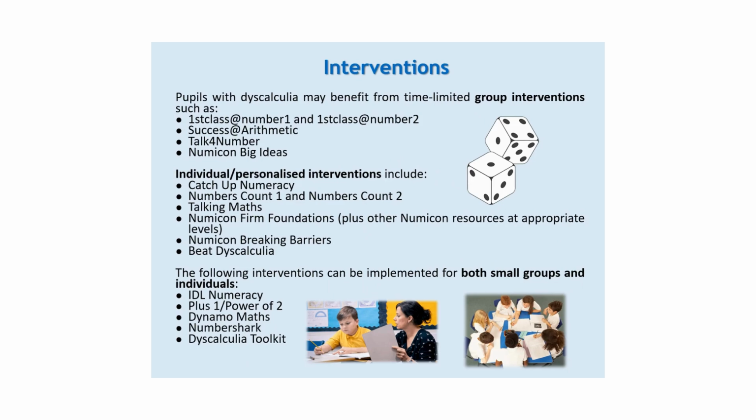Interventions. Pupils with dyscalculia may benefit from time-limited group interventions such as First Class at number 1 and First Class at number 2, Success at Arithmetic, Talk for Number, and Numicon Big Ideas. Individual and personalised interventions include Catch-up Numeracy, Numbers Count 1 and Numbers Count 2, Talking Maths, Numicon Firm Foundations, Numicon Breaking Barriers, and Beat Dyscalculia. The following interventions can be implemented for small groups and individuals: Ideal Numeracy, +1 and Power of 2, Dynamo Maths, Number Shark, and Dyscalculia Toolkit.